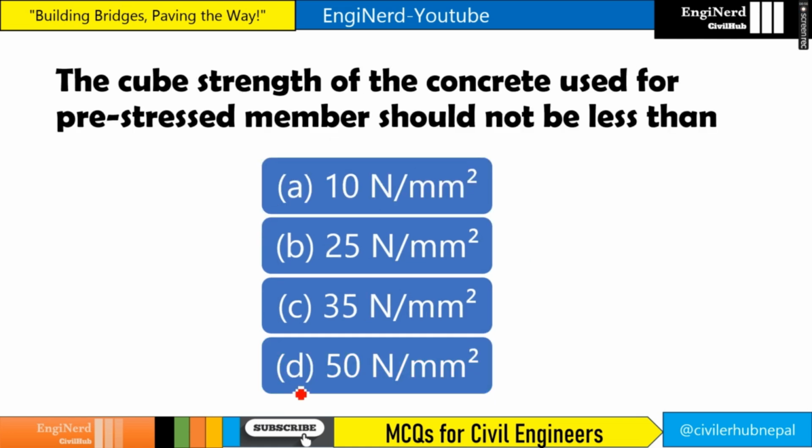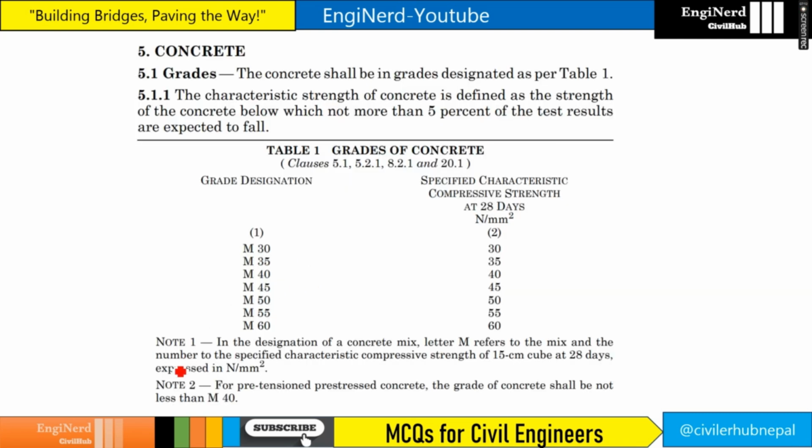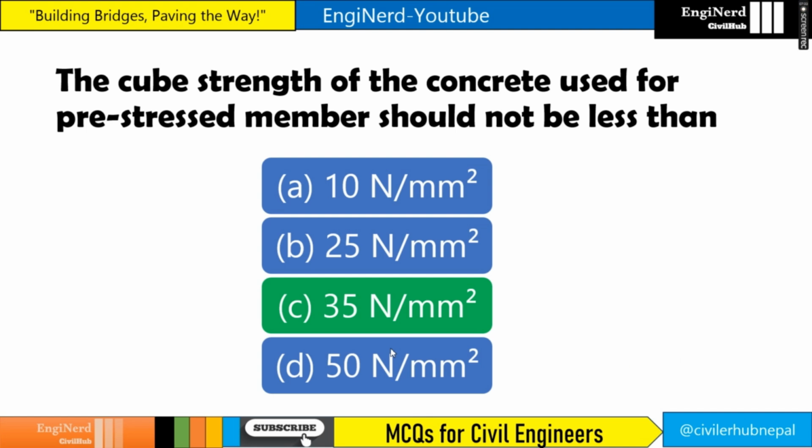The cube strength of the concrete used for prestressed members should not be less than option C. According to Indian standards, if you see this IS code, in note 2, for pre-tensioned prestressed concrete, the grade of concrete shall not be less than M40, and for post-tensioned it's M35. So pre-tensioned is M40 and post-tensioned is M35. So the answer is 35.